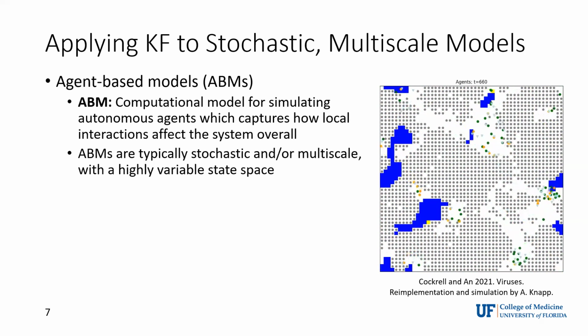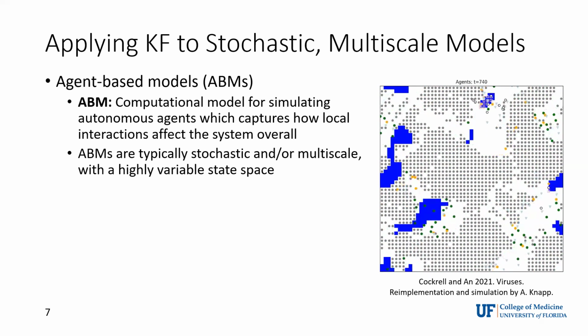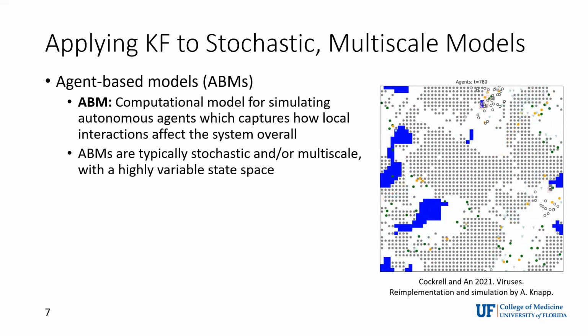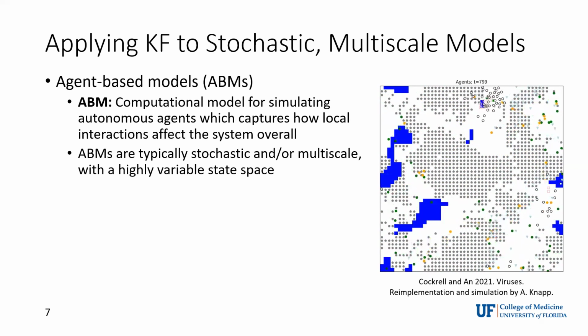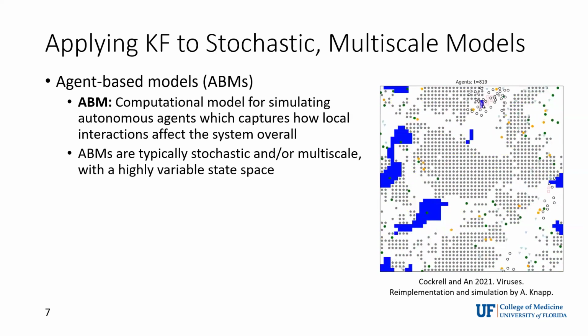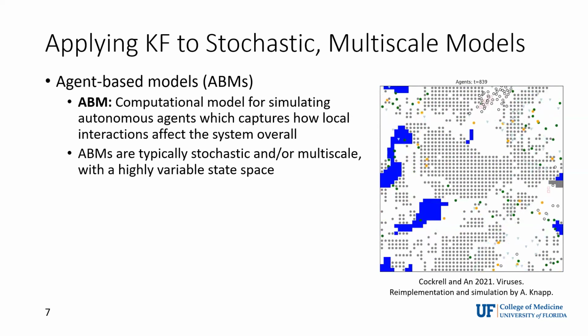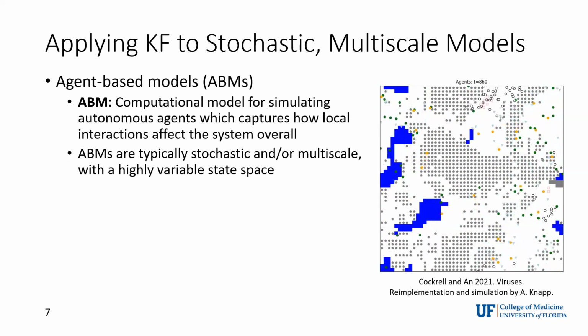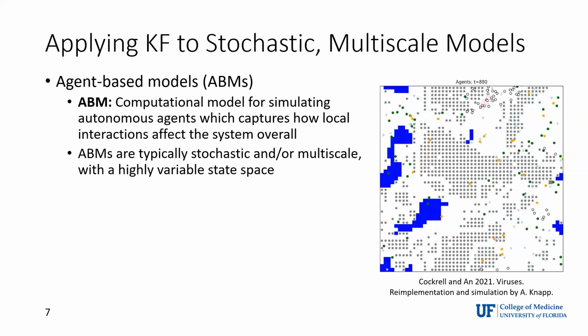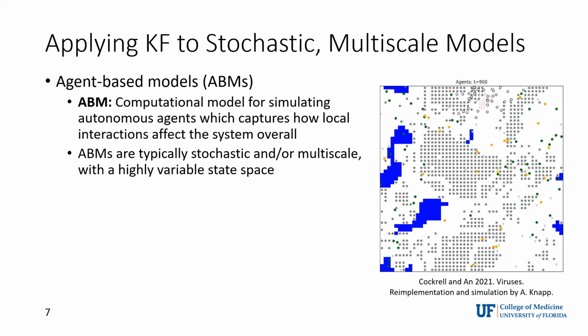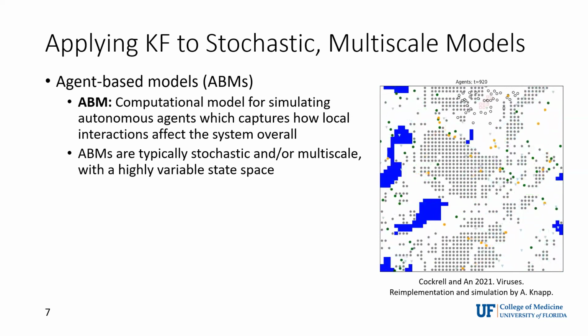But typically, the ABMs that we work with are stochastic. Right here, you can see a little bit of oscillation, a little bit of motion, a bit of noise. And they're also usually multiscale. A lot of these agents will have internal rules. Sometimes those are differential equations or logic-based rules or something else like that. And what that means is that the state space, at any point in time for this model, is highly variable and high dimension.